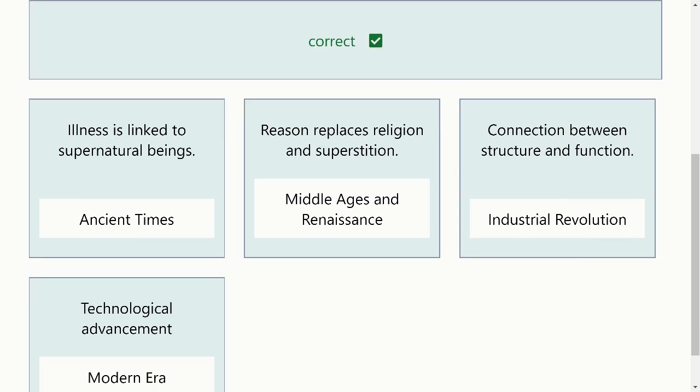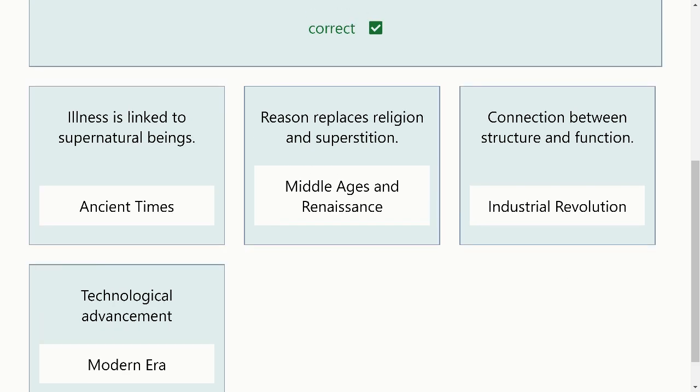Yep. So remember, we started with illness being linked to supernatural things. Then reason replaces religion and superstition. So they thought that religion had something to do with being sick. Then the connection between structure and function. They start realizing more things, and then you have your advances in the modern era.